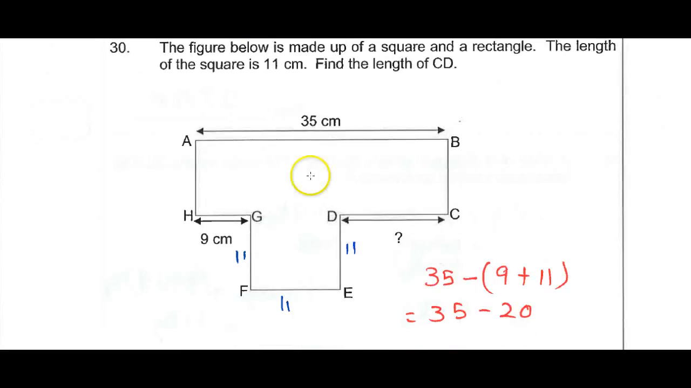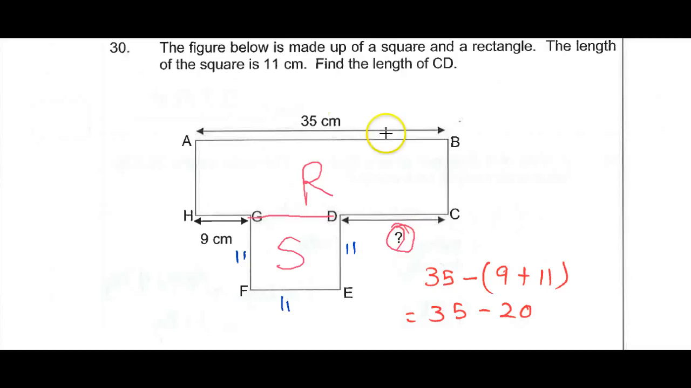Over here, the figure is made up of a square and a rectangle. You must be able to understand this. The square is here. This is a square. This is a rectangle. The length of the square is 11, which means all sides are 11, 11, 11, 11. Find the length of CD. Where is CD? CD is here, the question mark.